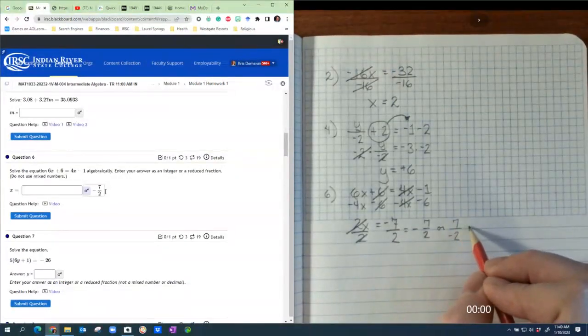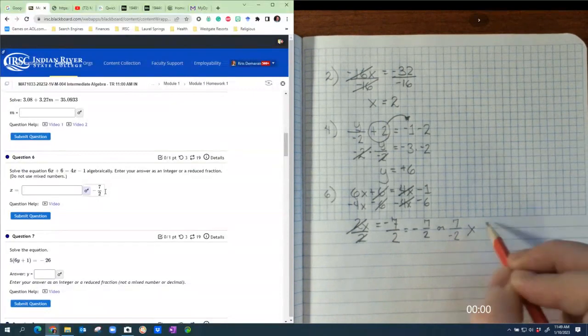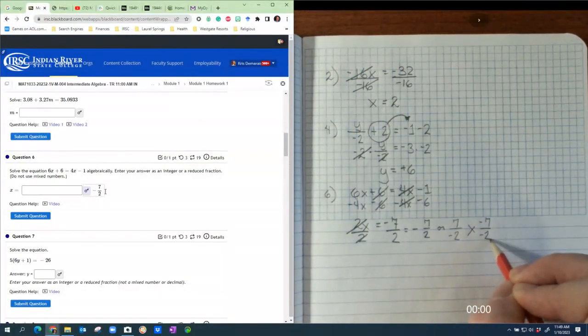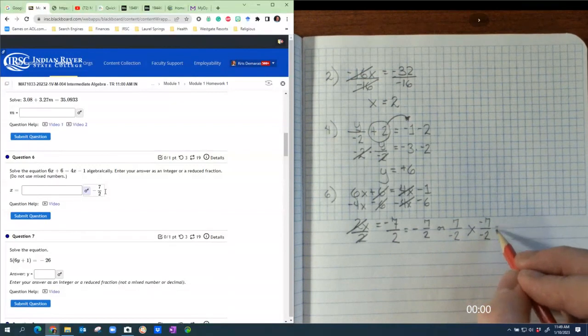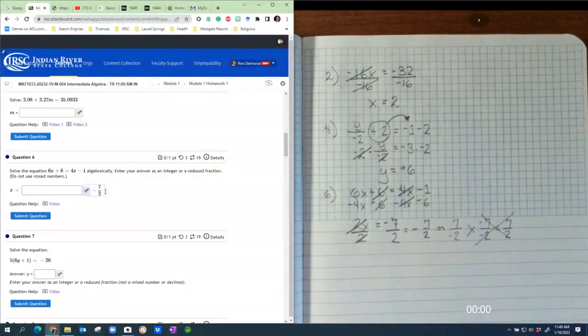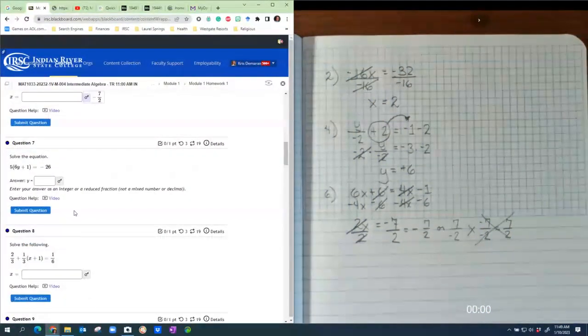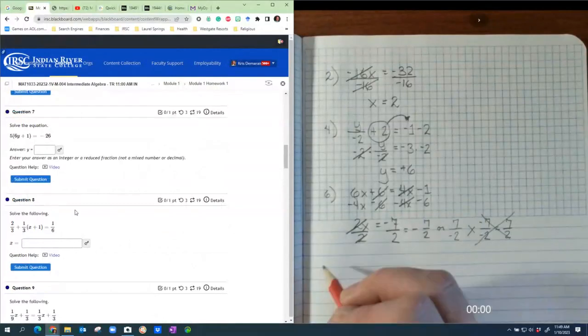As long as you don't do this one. This is wrong: negative 7 over negative 2, because negative 7 over negative 2 is positive 7 over 2. And that is not the right answer. Okay? So be careful with that. So let's take a look at number 8.